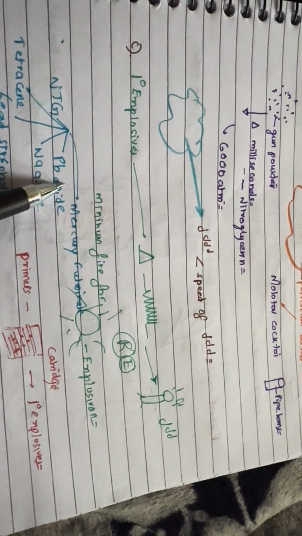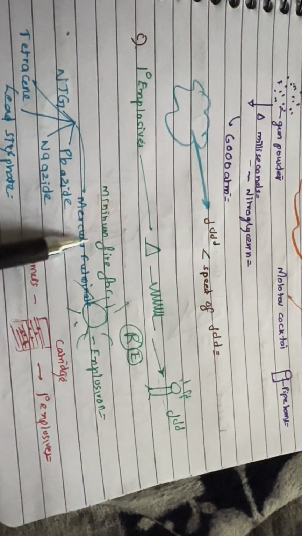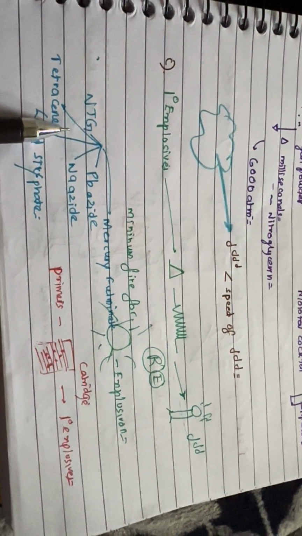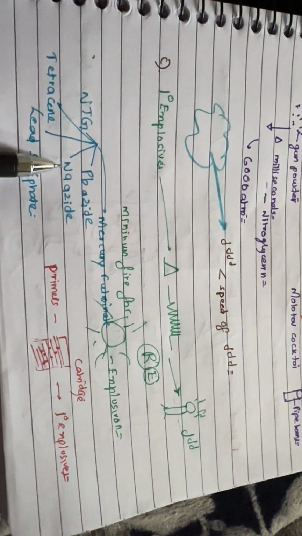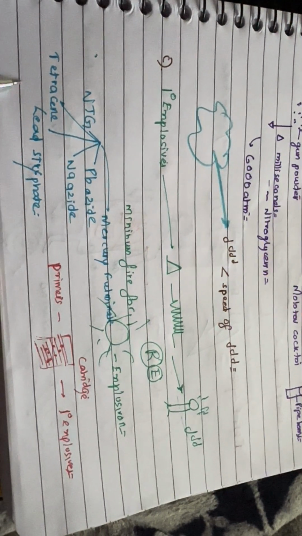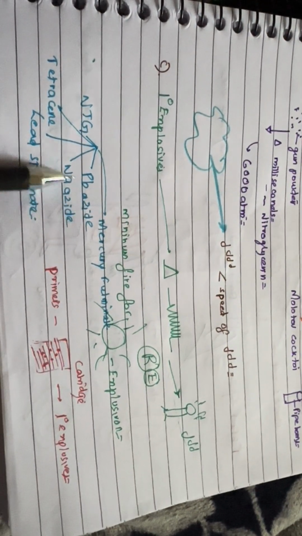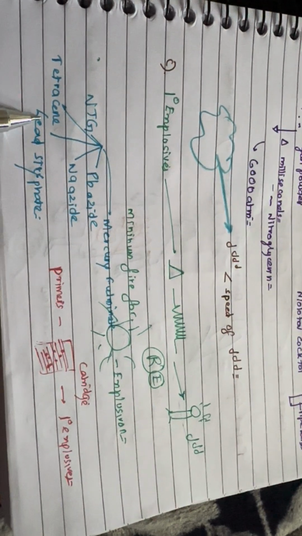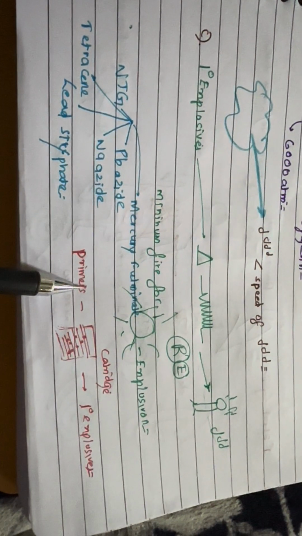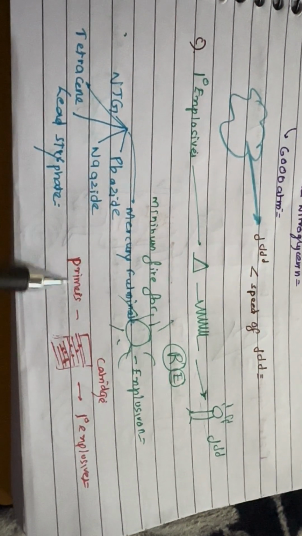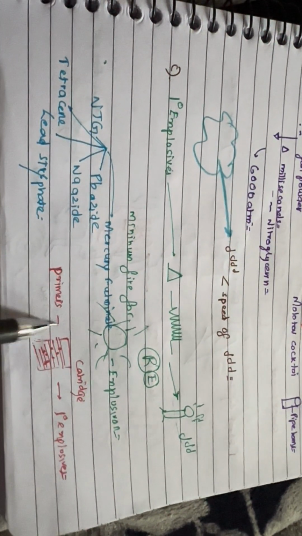For example, nitroglycerine, lead azide, sodium azide, lead styphnate, mercury fulminate, tetrazene. The primers used in a cartridge are actually primary explosives. Primers used in cartridges are primary explosives.